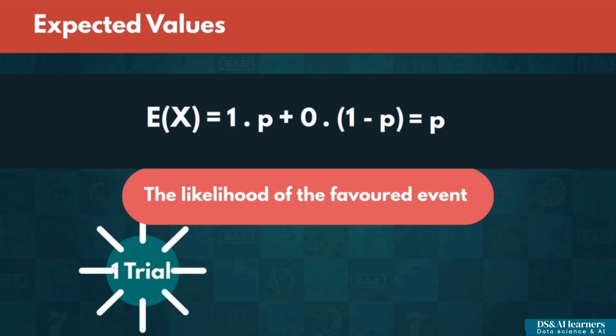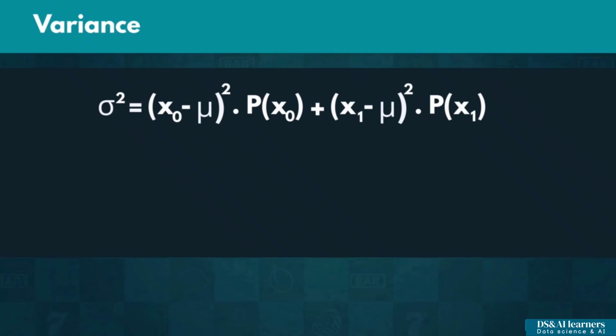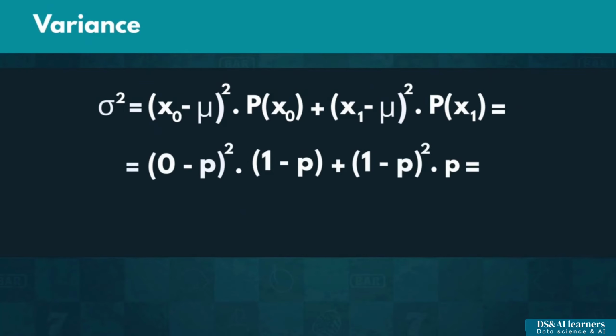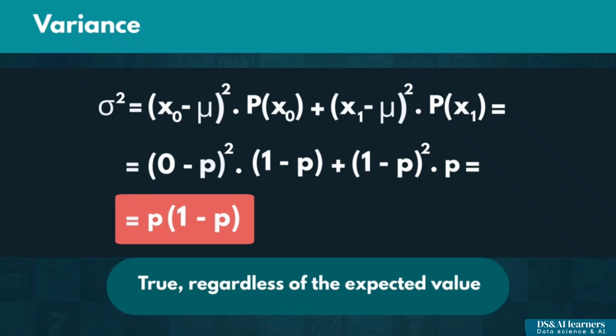Since we only have one trial and a favored event, we expect that outcome to occur. By plugging in p and 1 minus p into the variance formula, we find that the variance of Bernoulli events would always equal p times 1 minus p. That is true regardless of what the expected value is. Here's the first instance where we observe how elegant the characteristics of some distributions are.